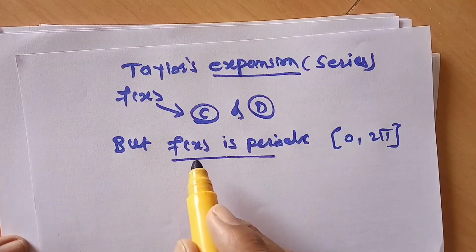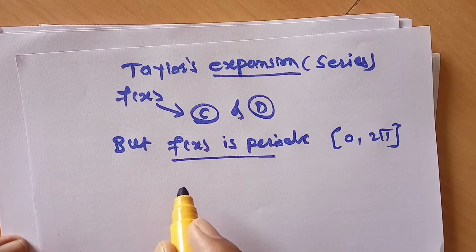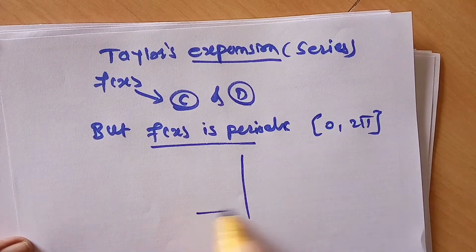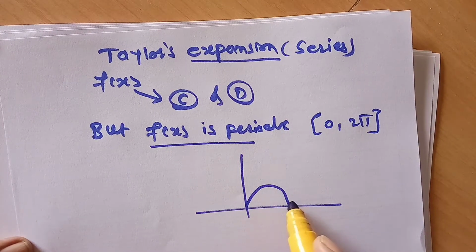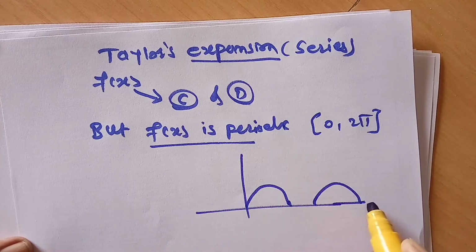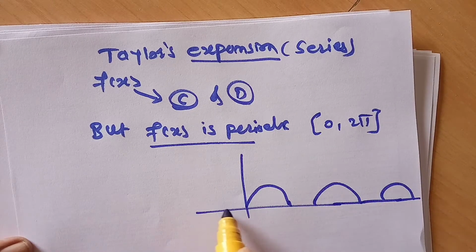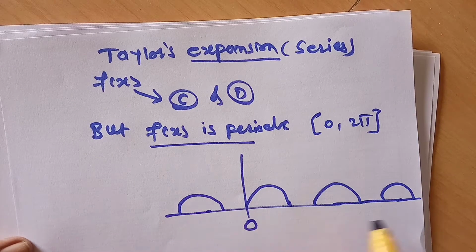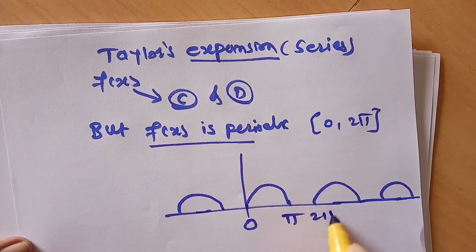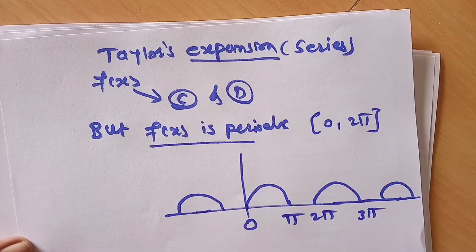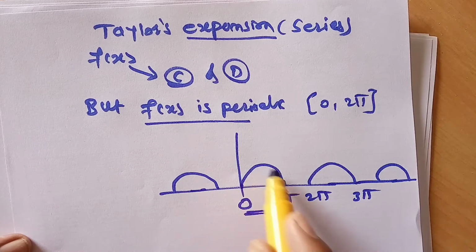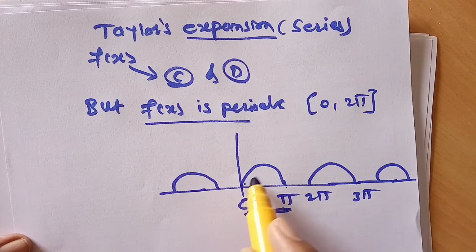Before that, I will write here what is the meaning of a periodic function. A periodic function means the function goes on repeating after some time. Suppose I take this function, a sine wave, half range sine wave. Here 0, and I will take pi, 2 pi, 3 pi and so on. Now this function goes on repeating in 0 to 2 pi. Half range, 0 to pi, I am taking. Now this is a sine wave.